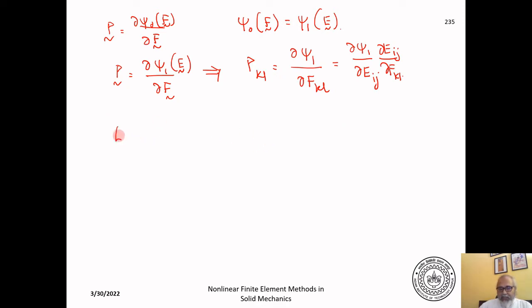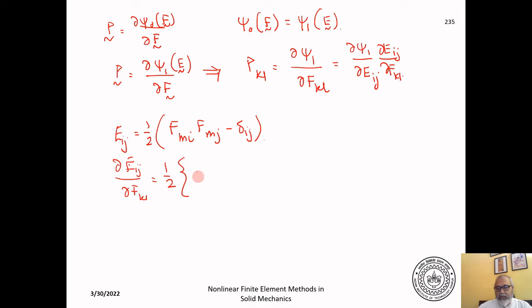Now E_ij is half of F transpose F minus I. So this is half of F_mi F_mj minus delta_ij. So this is E_ij. And if I take its derivative with respect to F_kl, I'll get half times delta_mk delta_il, since I am taking the derivative of F_mi with respect to F_kl, times F_mj, plus, now I'll take the derivative of the other factor, delta_mk delta_jl F_mi.